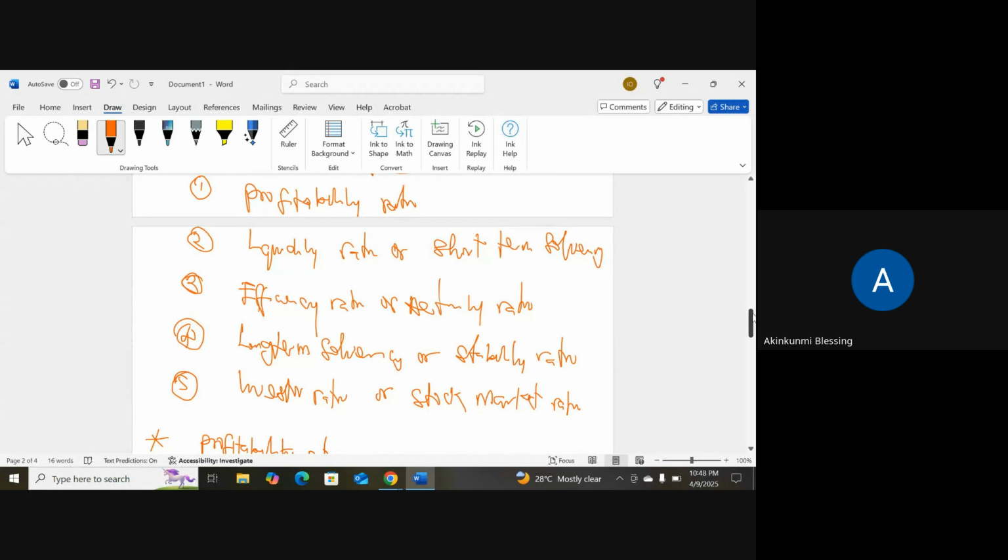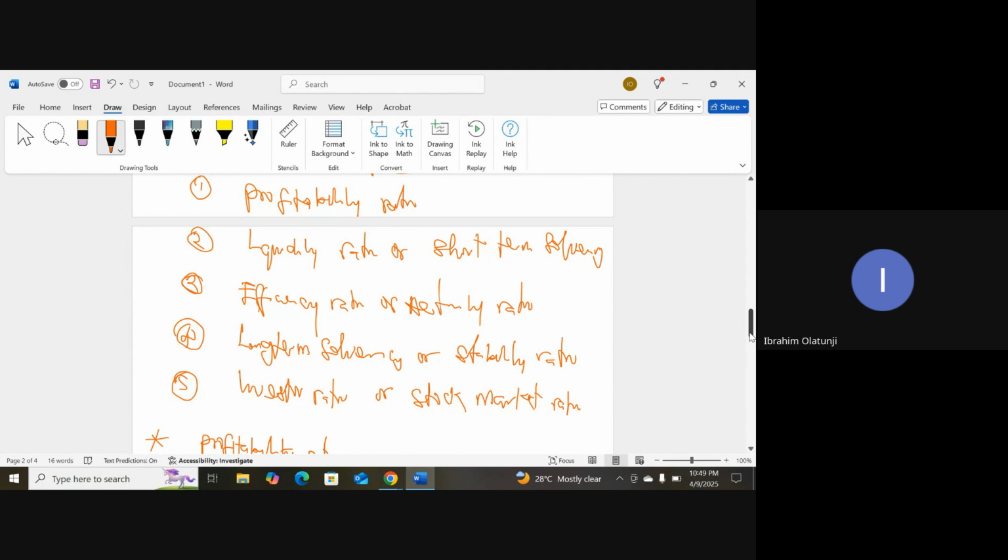Activity ratio. So the efficiency ratios are those ratios that you normally see, like trade receivable, payable days, receivable days. Do you get my point? Yes, sir. Inventory turnover. Do you get my point? Yes, sir. So those are the efficiency ratios.